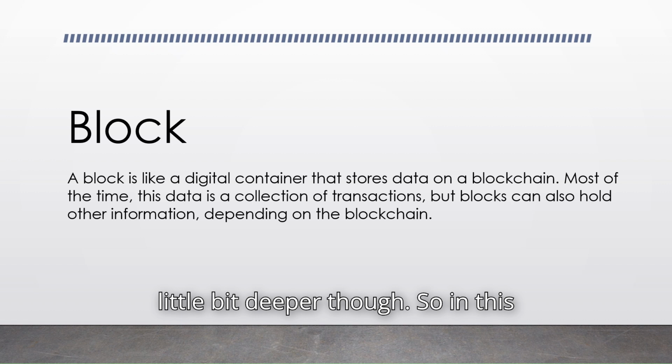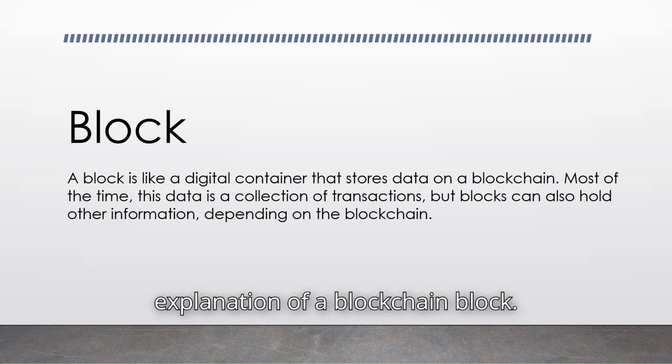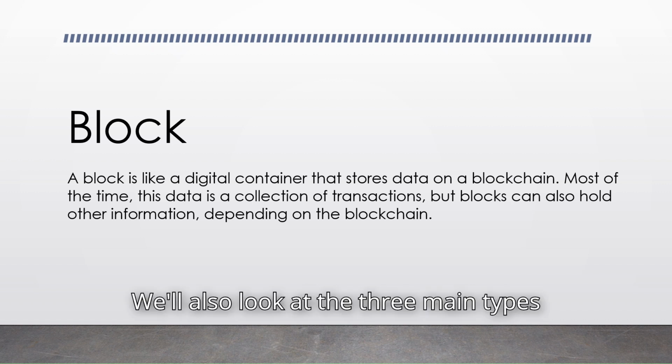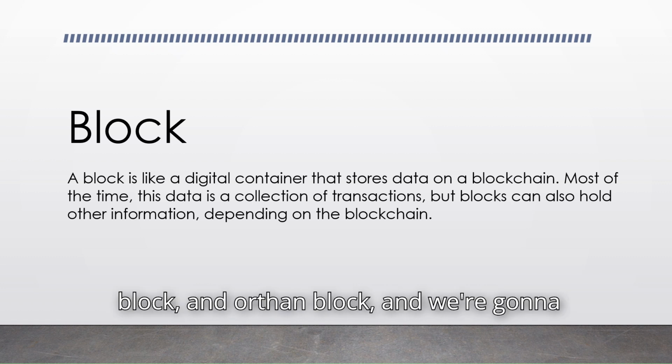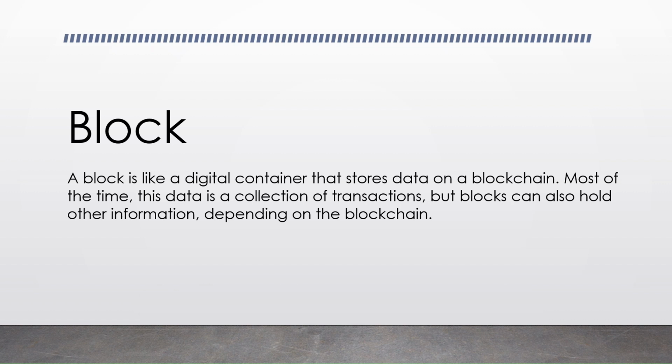Let's dive a little bit deeper, though. So in this video, we're going to cover a simple explanation of a blockchain block. We'll also look at the three main types of blocks: Genesis block, valid block, and orphan block. And we're going to do a fun activity so you can practice phrases and test your understanding of the concept. All right, let's get started.